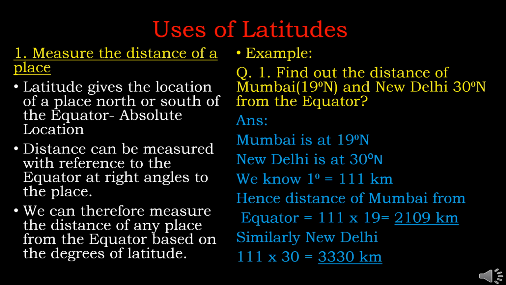Hence, distance of Mumbai from equator is equal to 111 into 19, and the answer is 2109 kilometers. It means the distance of Mumbai from equator is 2109 kilometers. Similarly, New Delhi, 111 into 30, and the answer is 3330 kilometers. New Delhi is also 3330 kilometers away from the equator.